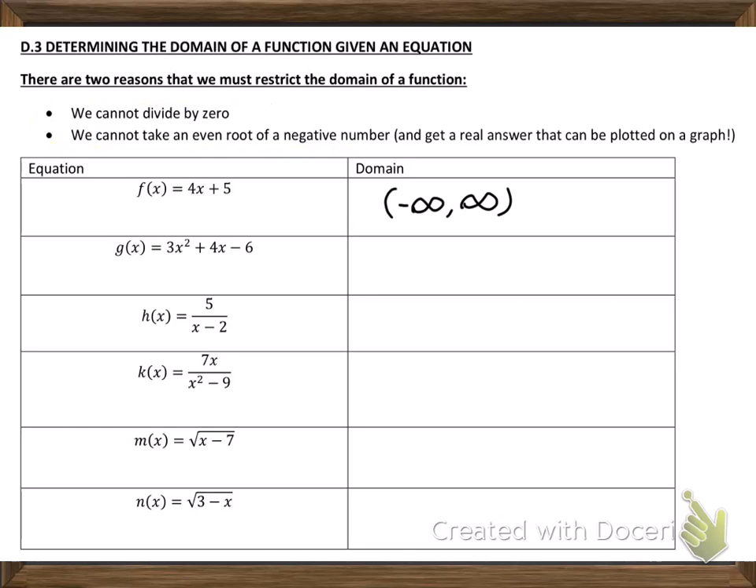All right, let's look at our next function. We have g of x equals 3x squared plus 4x minus 6.